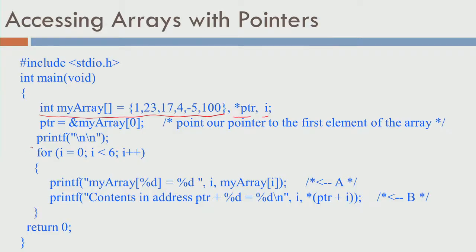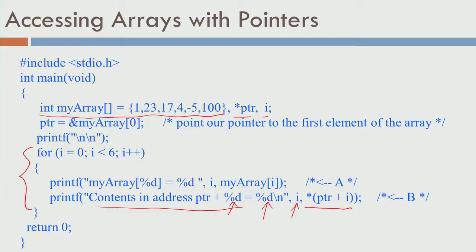So, let us look at this loop here. printf my array of %d equals %d. So, it is saying print my array of some integer equals some integer, I comma my array of I. I am going to call this line A, and in the next line we have contents in address ptr plus %d equals %d, and for the first %d we give I, and for the second %d we give star of ptr plus I as the variable to be printed.